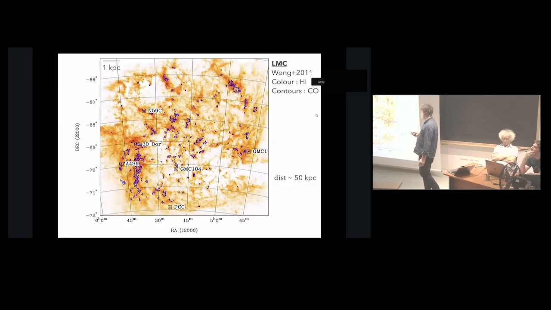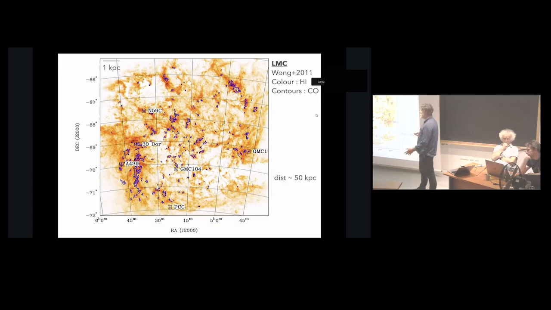I wanted to show you the Magellanic Clouds, and Bruce alluded to this and showed this in his talk just before me. What you see here is a galaxy, the Large Magellanic Cloud. This is 1 kiloparsec. In color is the HI, the atomic gas, and in contours is where the CO is.